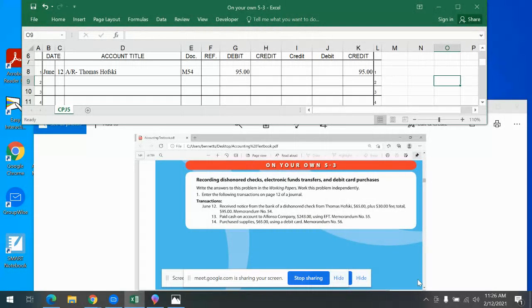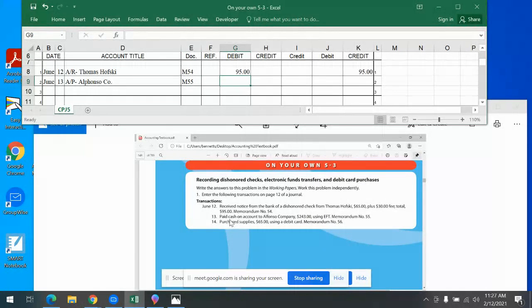Okay. Mr. Kramer, are you there? Can you read the June 13th transaction, please? Excellent. Okay. So I'm going to go in here with June 13th. Are you all right with that? Okay. What do you think my account title is going to be? Okay. Accounts payable, Alfonso Company is correct. Do I have a document number? Correct.